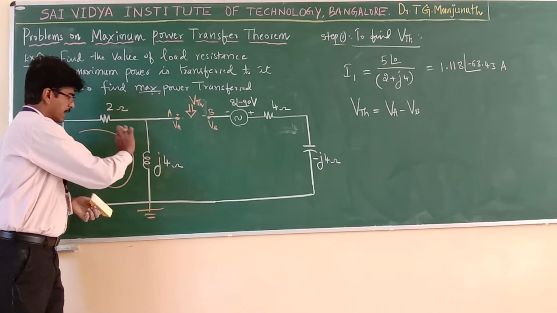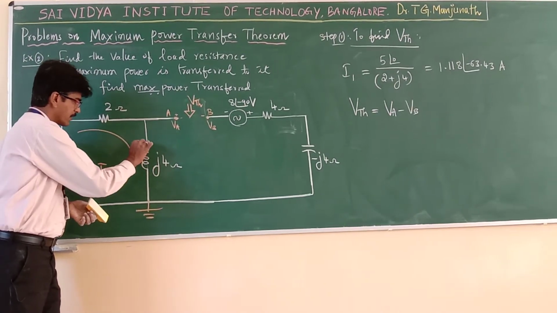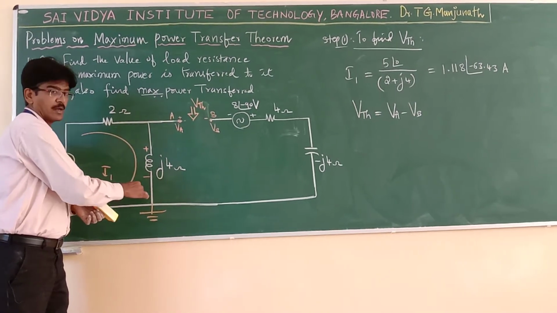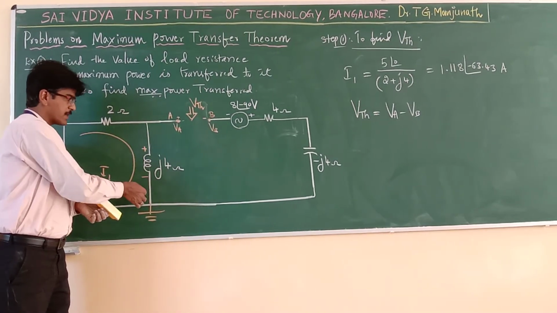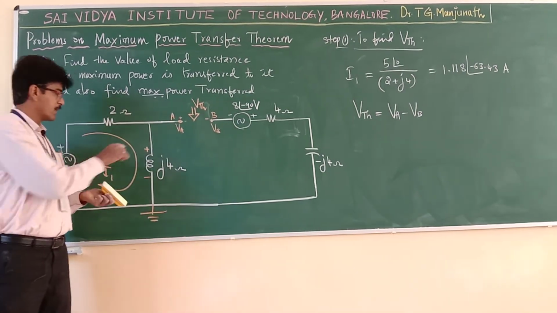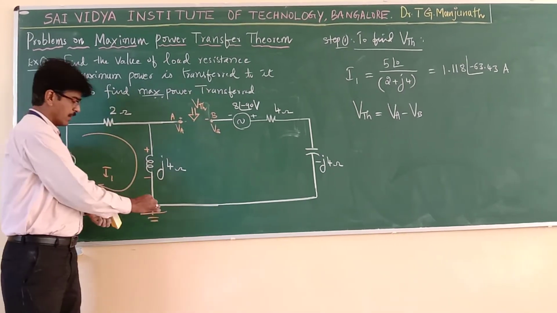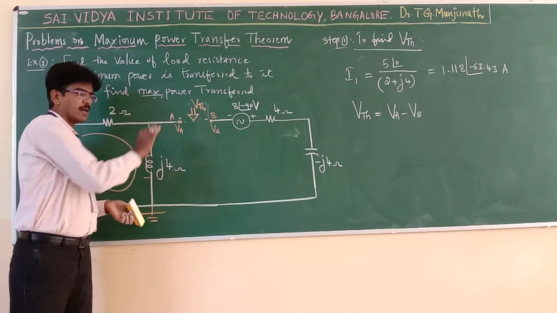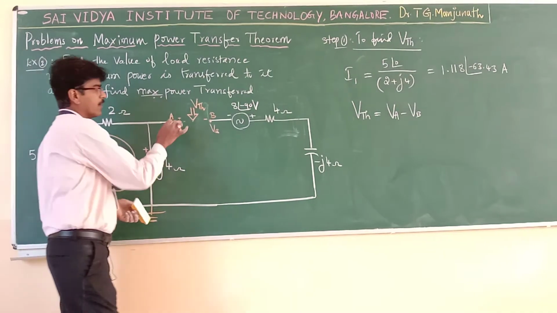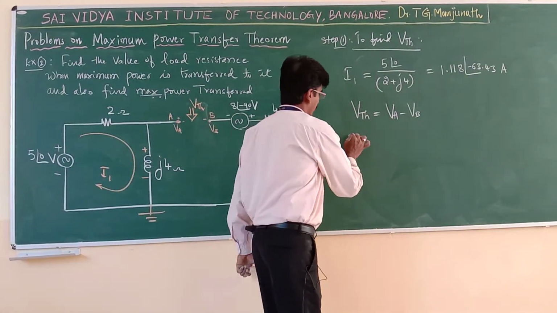So, what is the polarity here? Current is flowing like this. This becomes positive, this becomes negative, because current is flowing downward, and voltage drop is nothing but from positive to negative. Once you write the polarity of voltage drop, always to reach the point you should go from reference only. Okay. Now, what is VA?